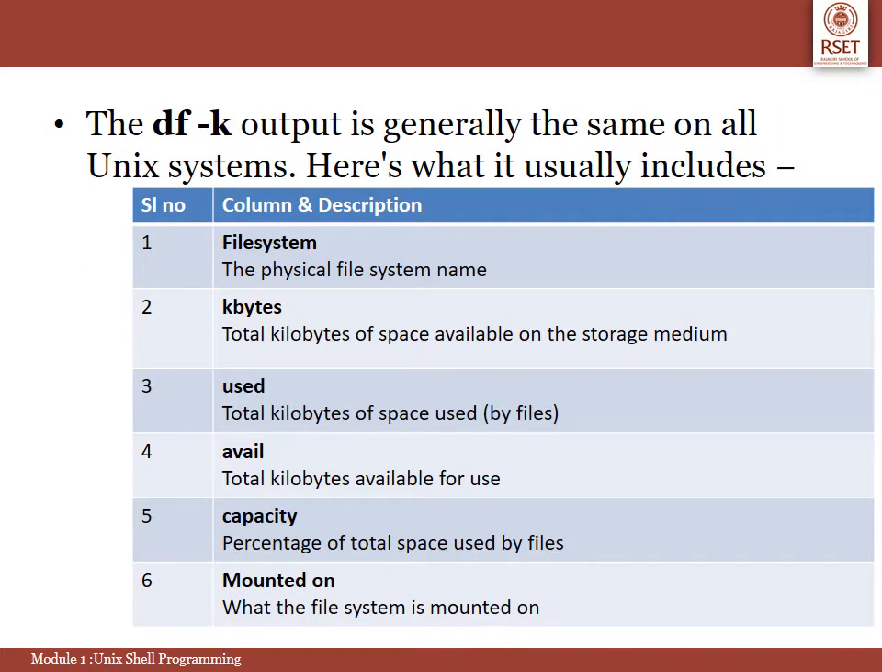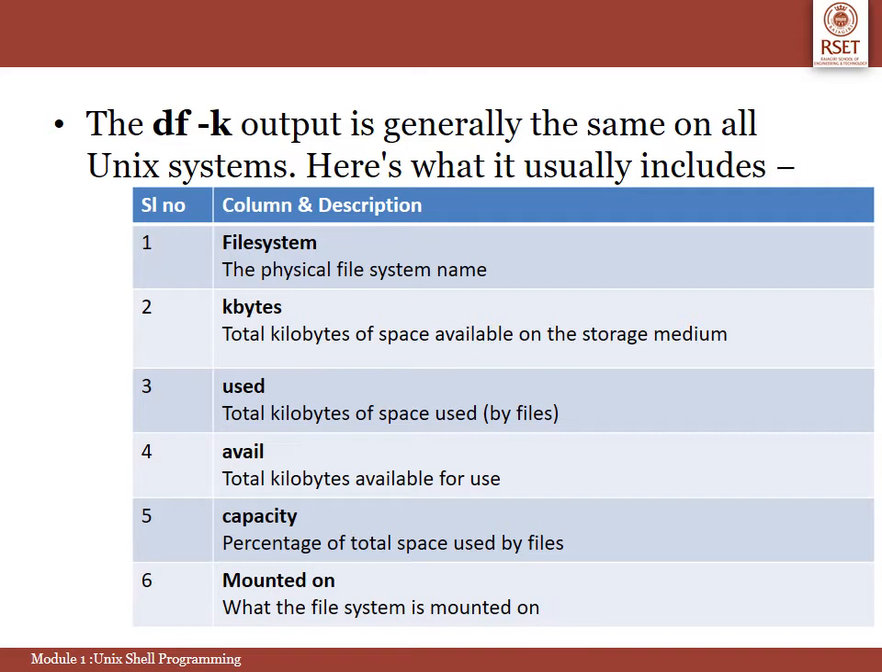The df -k output is generally the same on all Unix systems. Here is what it actually includes. Each column, it will describe what? The file system column will describe the physical file system's name, and kbytes. Under the kbytes column, it will describe total kilobytes of space available on the storage medium.